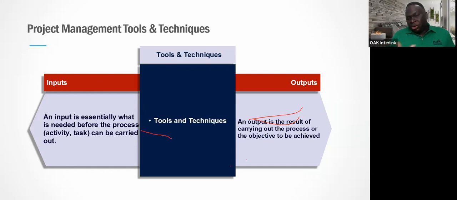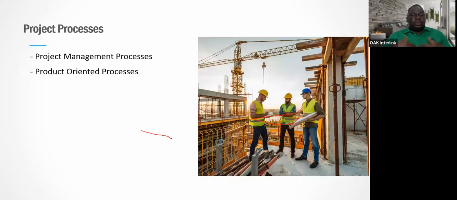In the application of these processes, there are certain things you need to input. There are certain tools you will need to use. There are certain techniques in the way the tools are used, and there are outputs you will get at the end of the day, which is consistent. That makes it predictable, doesn't it? Good. So the processes are such that we have what is called the project management processes.